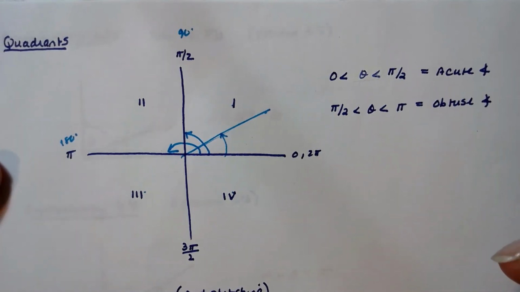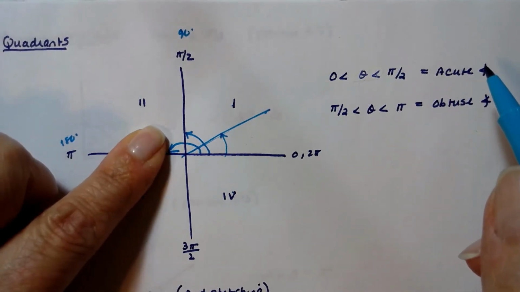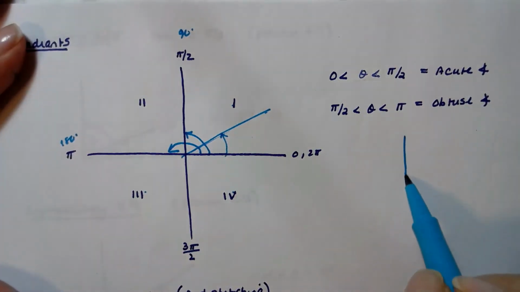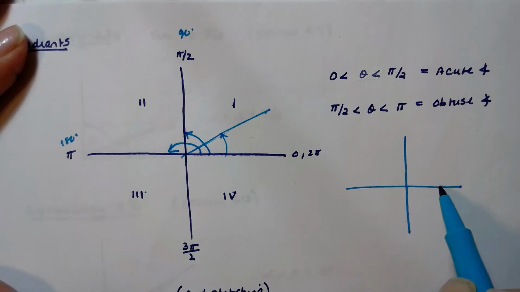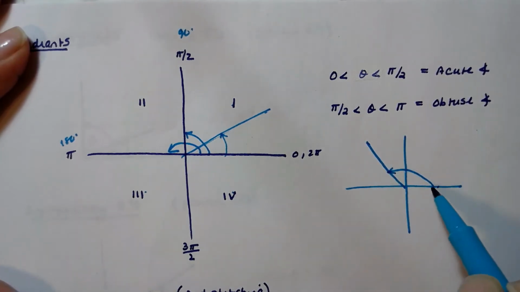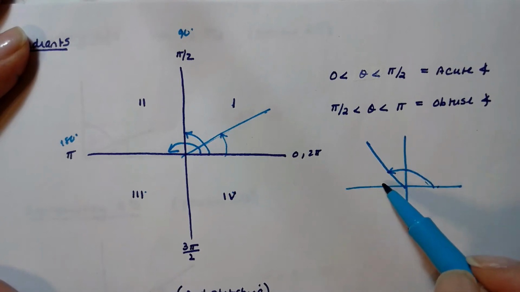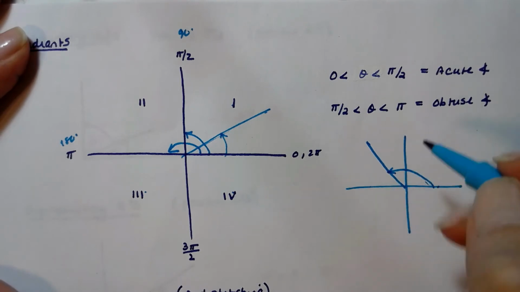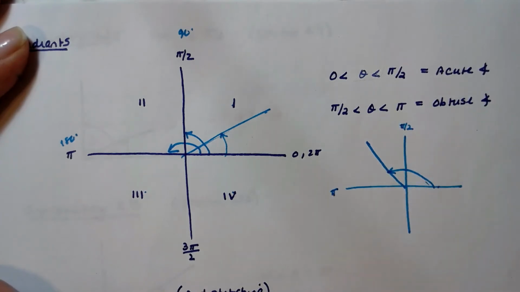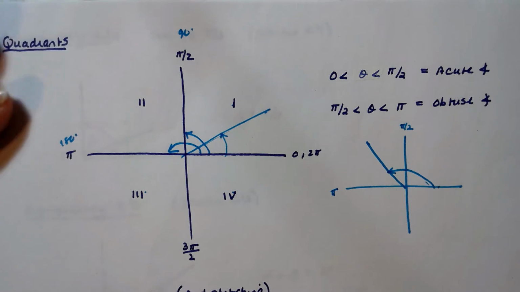If I have an angle in quadrant 2, because I always start at the positive x-axis, so I always start here. If I draw, let's say, this angle in quadrant 2, well, that's going to be obtuse. Why? Because this is bigger than 90 but less than 180, or bigger than pi over 2 but less than pi if we're talking about radians.